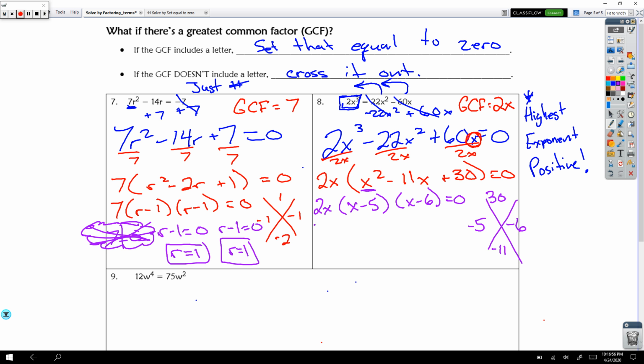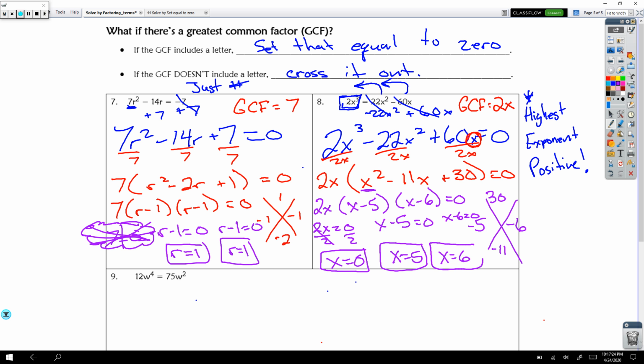Set each equal to 0. In this case, there is a variable in the GCF, so I am going to include that as part of my answers. I'm not just going to cross it out. 2x equals 0, x minus 5 equals 0, and x minus 6 equals 0. So divide by 2. 0 divided by 2 gives me 0. That is one of the answers. It's very important you include that. Okay, don't leave that off. Add the 5 and add the 6. So this one has 3 answers.